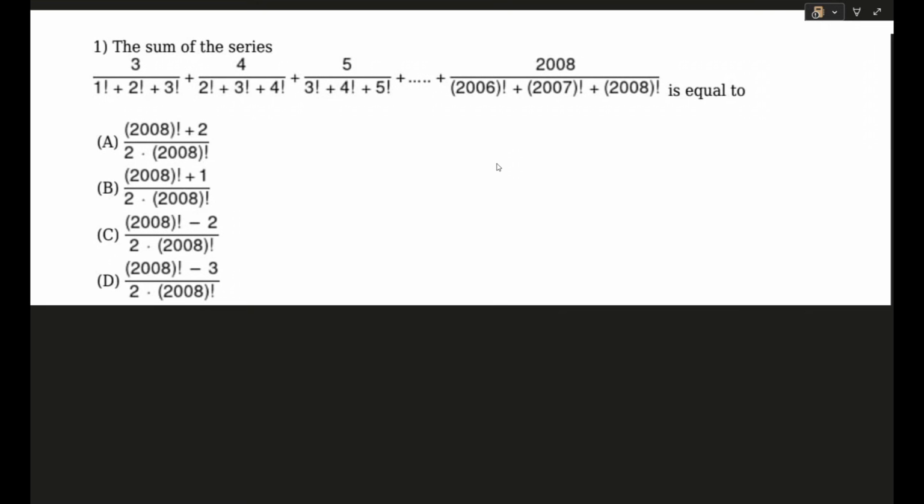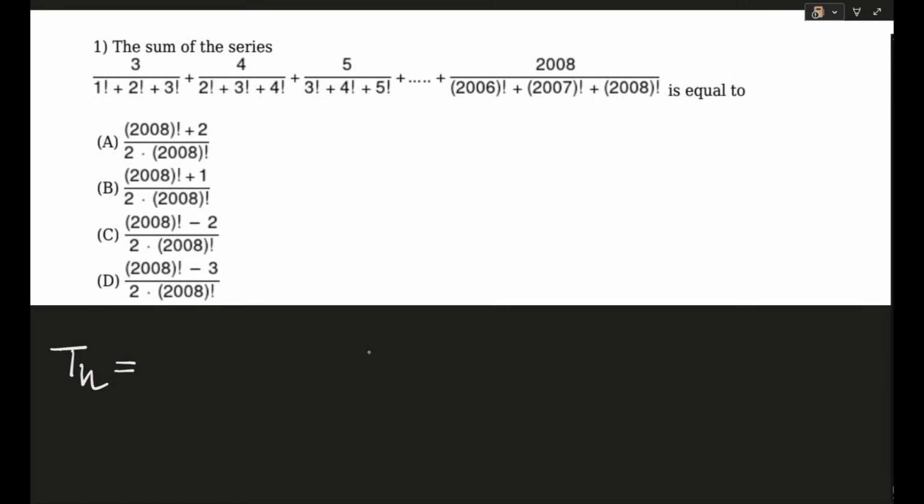We have to find the sum of the series. The first thing that comes to your mind is we have to write the general formula of the Tn, right? Here Tn will be equal to, okay, one thing that some people might be confused about: if we consider the first term, the denominator is 1 factorial plus 2 factorial plus 3 factorial. Some people can make a mistake here. If you take 1 as n, then your calculations will be a bit lengthy.